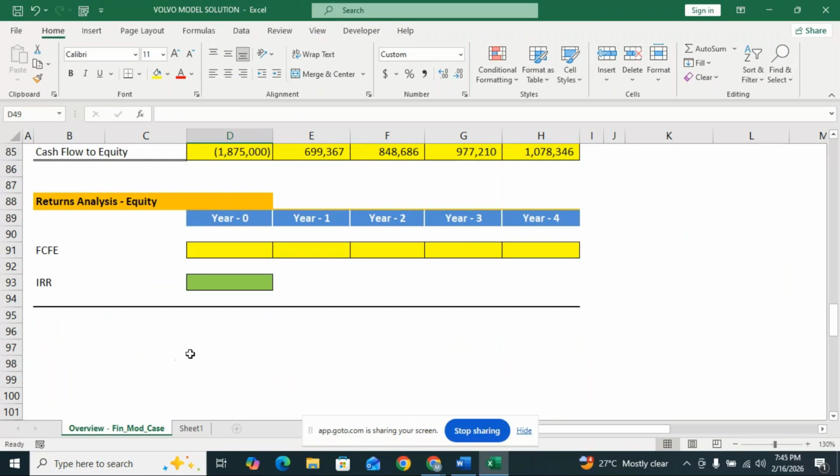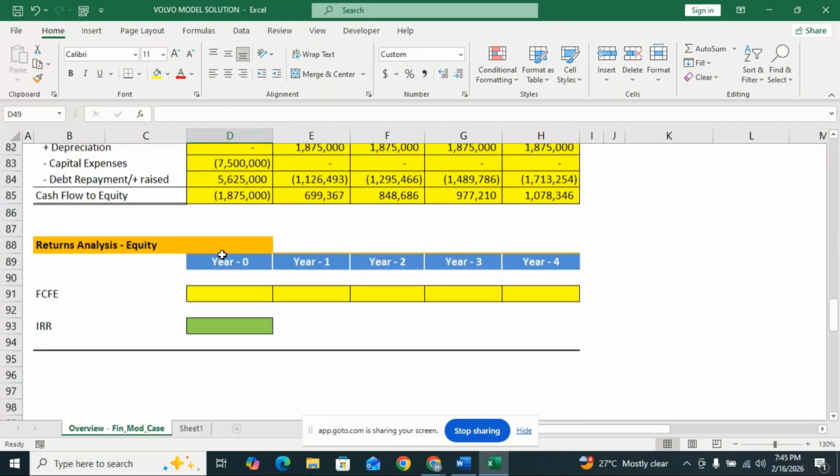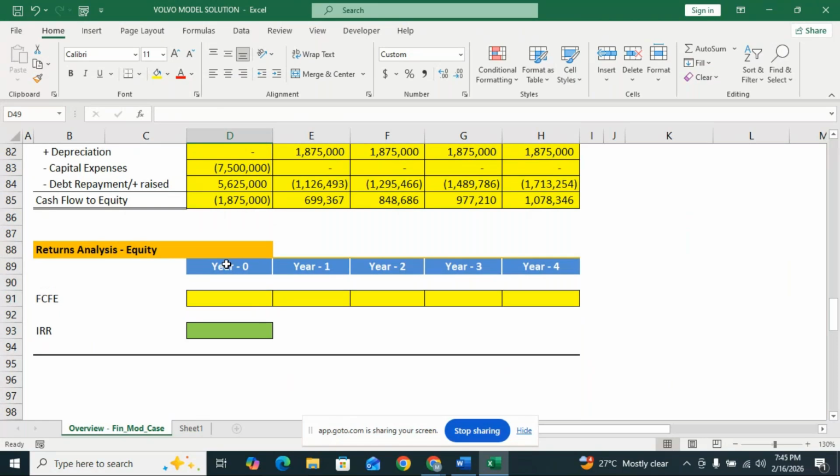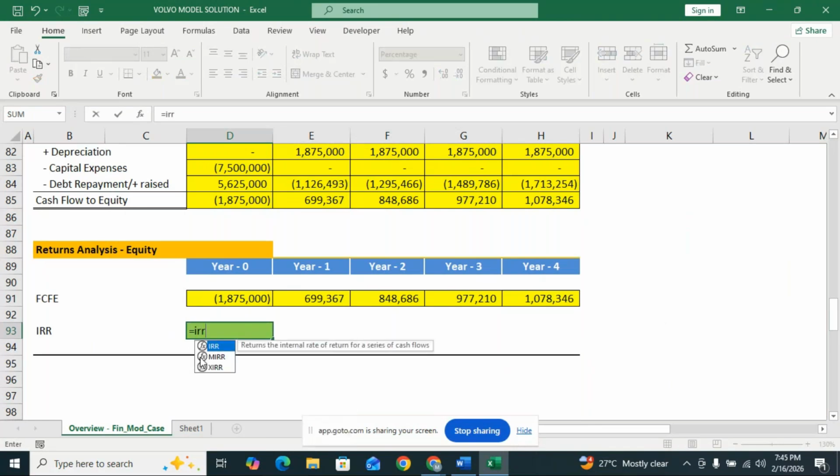So here we come to the return analysis, the last portion, where you're going to compute the IRR. For that, again, take the cell referencing of your last segment, which is the cash flow to equity over here. Free cash flow equity equals this amount. That's all. And then take it for all the years. And finally, calculate your IRR, equals internal rate of return.